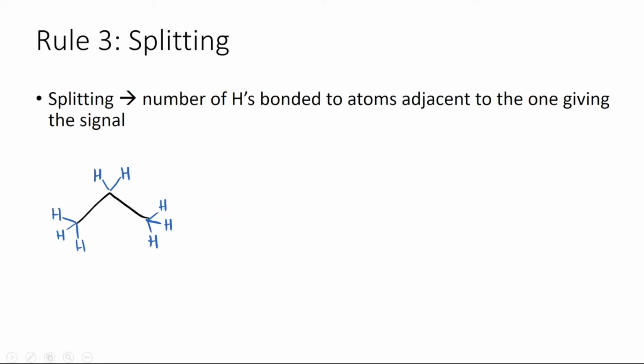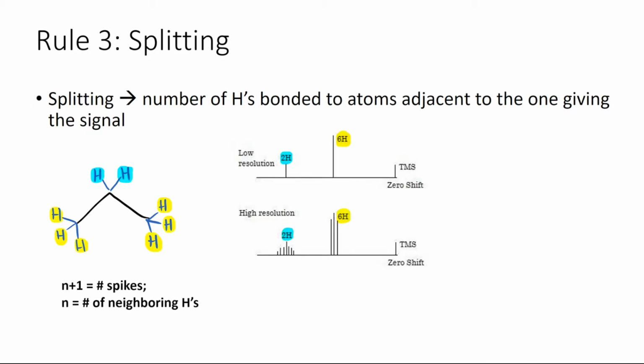Rule 3 is splitting, also referred to as coupling. Splitting tells us the number of neighboring hydrogens adjacent to the one giving the signal. If we look closely at the NMR spectrum produced by propane, each signal is made up of smaller spikes, as we can see in the higher resolution version, and this is known as splitting. So how exactly is splitting telling us anything about how many neighboring hydrogens that hydrogen has? The answer to that question is given by the formula n+1, where n equals the number of neighboring hydrogens.